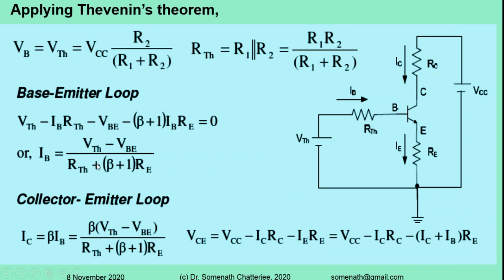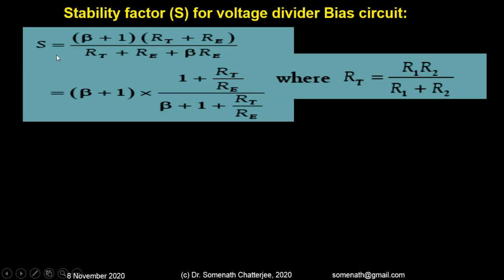After simplification, for the base to emitter loop we can apply Kirchhoff's voltage law, and from there we can get IB. Similarly, from the collector to emitter loop we can get IC. So we put these two values in, and then we put in the value of dIC by dIB. There we can get an equation something like this, where RT is equal to R1 R2 by R1 plus R2.